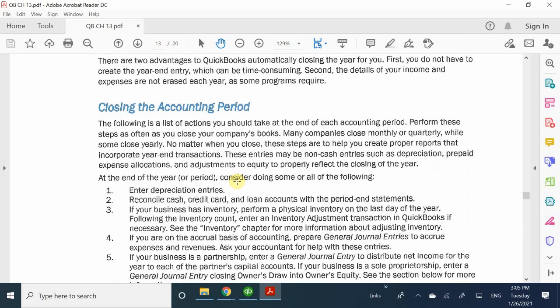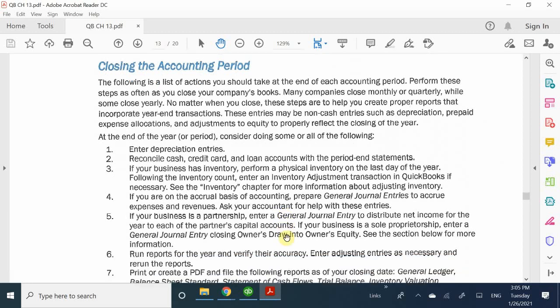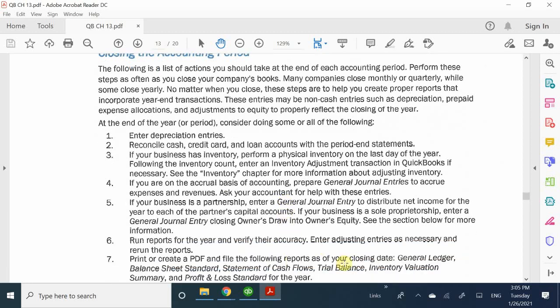Other things here is we're going to reconcile our credit cards and bank statements, which we've done. We've seen this before. This is chapter 5, okay? Then the next step is to go ahead and look at to see if your business has inventory, and if it does, you need to adjust your inventory, which we learned in chapter 8. Okay? And then here on number 4 is we're going to look at an accrual basis of accounting and prepare general journal entries to make adjustments. So we looked at that in today's lesson.